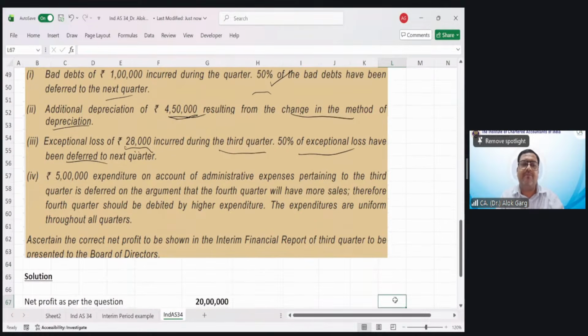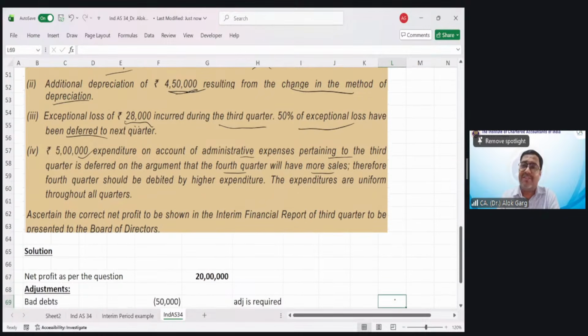Additionally, rupees 5 lakh expenditure on account of administrative expenses pertaining to the third quarter is deferred on the argument that the fourth quarter will have more sales. The company has incurred 5 lakh rupees of advertisement or administrative expenses. The company said that in the fourth quarter we will have more sales, and that is why I will record this expense in the fourth quarter, while they have incurred this expense in the current quarter. Friends, is that a right treatment, going by the accrual principle? No. This 5 lakh has to be considered in the current quarter only.